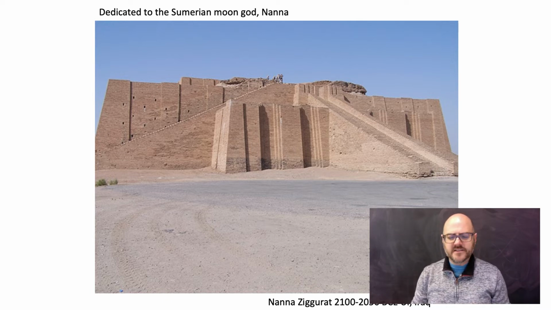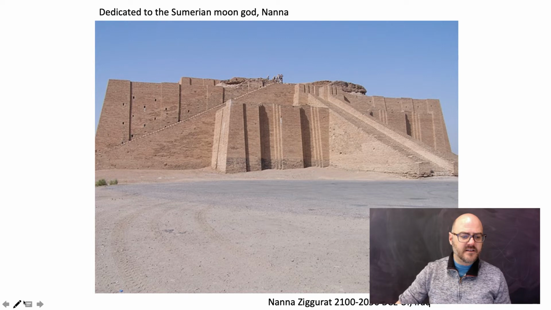This is the Nana ziggurat. It's in Ur in modern-day Iraq, and it was dedicated to the Sumerian moon god Nana. And I'm going to just mark up a couple things here. You can see these staircases here, which would lead a person up to the top. And originally there would have been a temple up here that no longer exists.